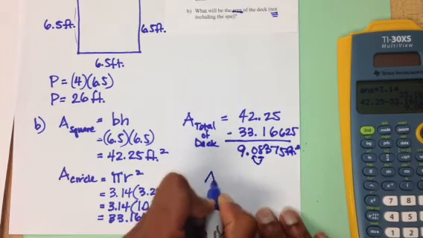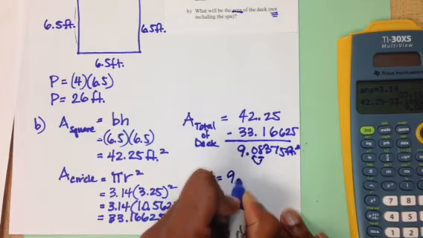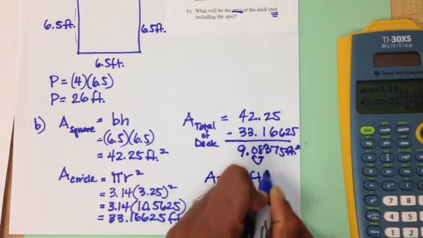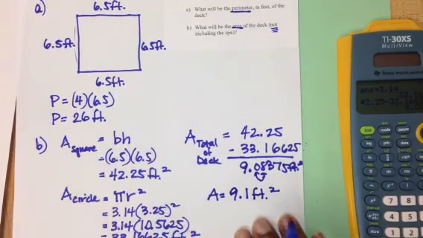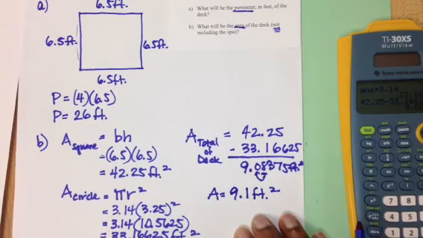So our area would be equal to 9.1 feet squared, and that's the area of the deck, not including the spa. And that would be our final answer.